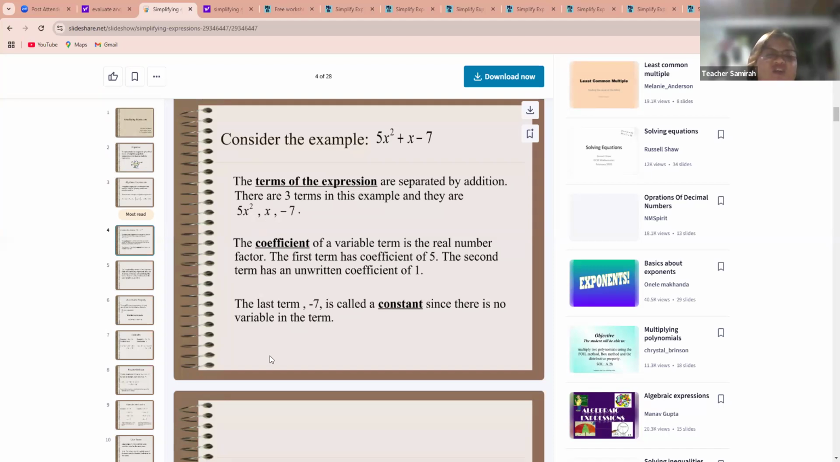Okay, the last term is negative 7. It is called a constant since there is no variable in the term. Can you see any variable beside the negative 7? No. We cannot see any variable beside negative 7. We can only see the constant negative 7, or the number negative 7.